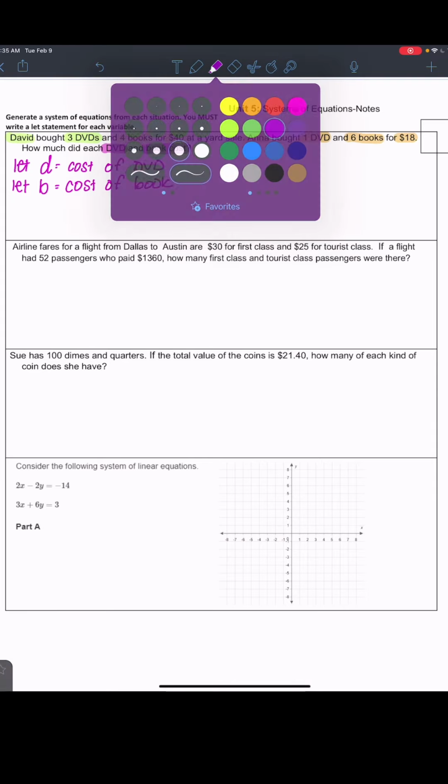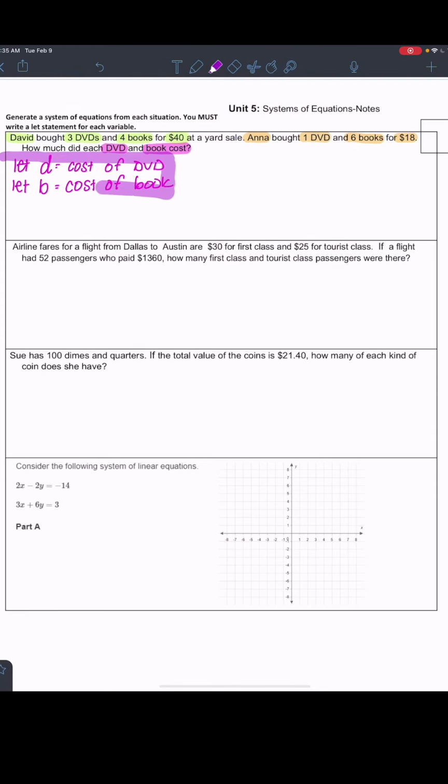My variables are going to be let D equal cost of DVD, and then let B equal cost of book. And yes, do you have to define your variables? This part right here, I am going to be looking for. You must have defined your variable. That's what it's called. When you define your variable, that is going to be a question.